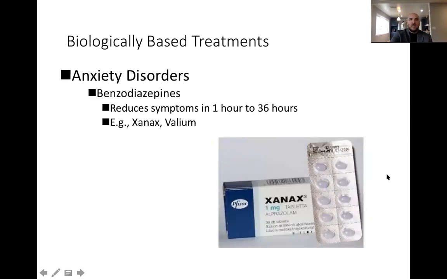There are other biological-based treatments, like for anxiety disorders, benzodiazepines, things like Xanax and Valium, which are great at reducing the peak of arousal that people would experience. So it just leads them to a kind of decreased, relaxed mood. And these can last from 1 to 36 hours. Depending on the individual and their dosage and level of anxiety, Xanax and Valium can be effective at dealing with various anxiety disorders.